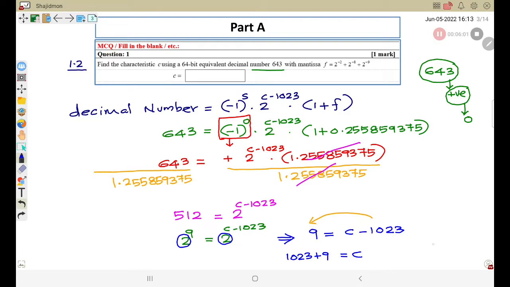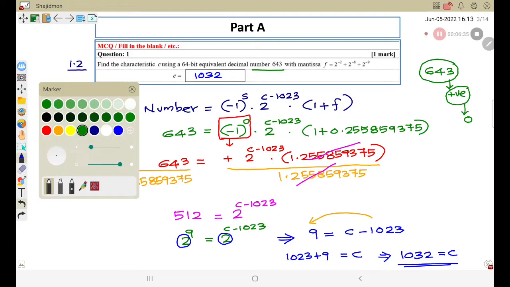So c becomes equal to 1023 plus 9, you can check by calculator, 1032. The c value equals 1032. So this is the characteristic part from our question, and we can write the answer at last: c equals 1032. I hope you understood this question. Okay, let's move on to the next question now.